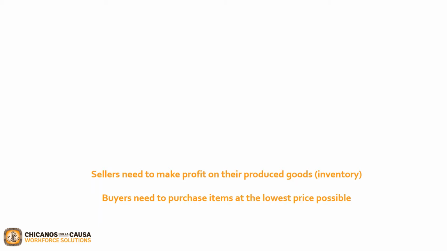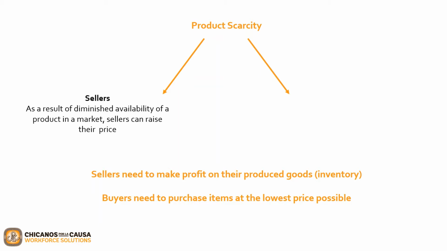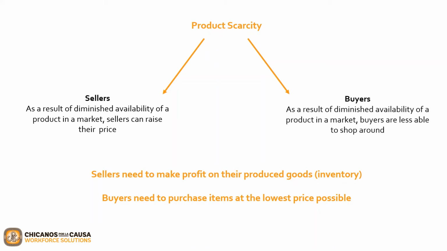For instance, when a product is scarce, sellers are put in a positive position by being able to raise the price of their product due to its limited availability through other producers. On the other side of the coin, product scarcity affects buyers by providing them with minimal purchasing abilities or less ability to shop around. In a similar fashion, if there is too much product on the market, sellers have to lower their price to compete and buyers have better deals to choose from.